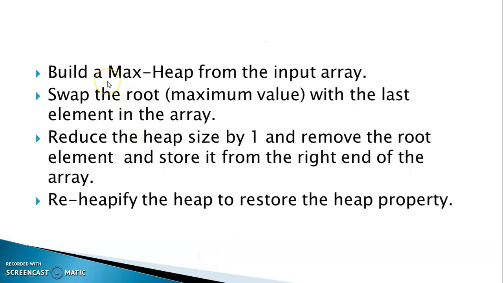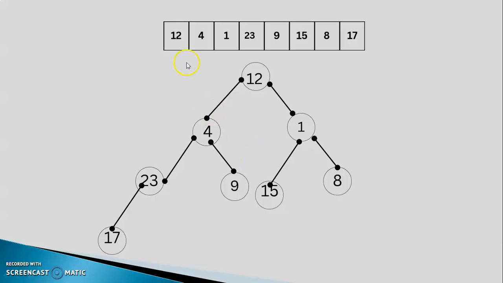The heap sort works as follows. Build a max heap from the input array, then swap the root, that is the maximum value, with the last element in the array. Then reduce the heap size by 1, remove the root element and store it at the right end of the array. Then reheapify the heap to restore the heap property. Let us see the example.